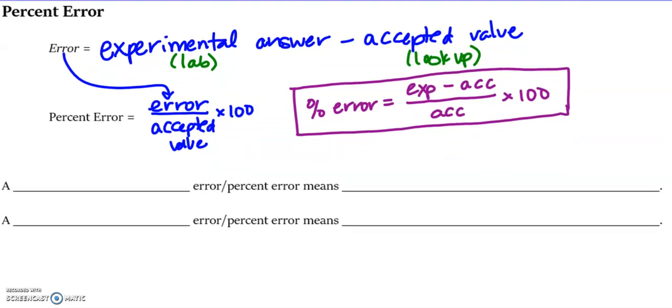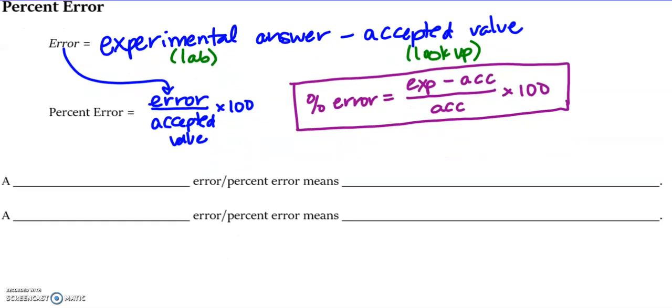Now with your percent error, sometimes in science you'll get a negative percent error and sometimes a positive. If you've done this in math, lots of times you would put absolute value around it because you're just looking at how far off in either direction. But the negative and positive actually gives us more information. So it's not wrong to be negative. We just need to know what that means.